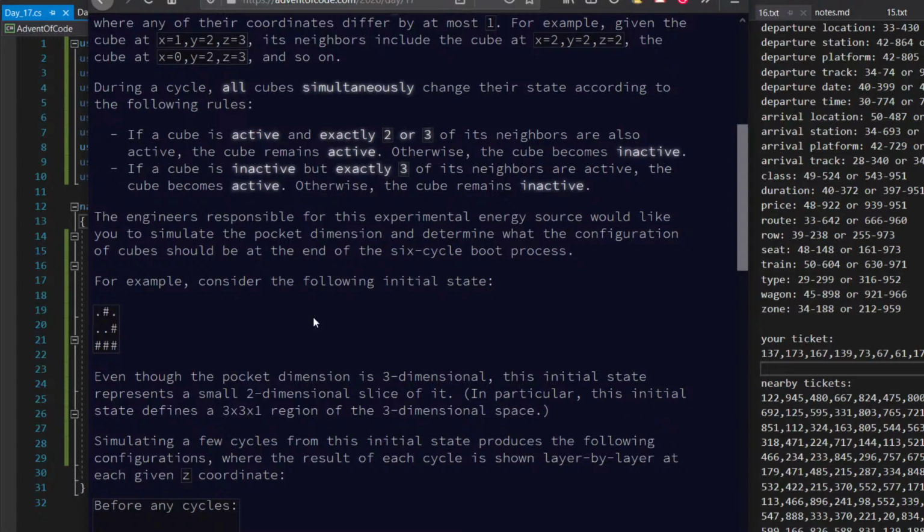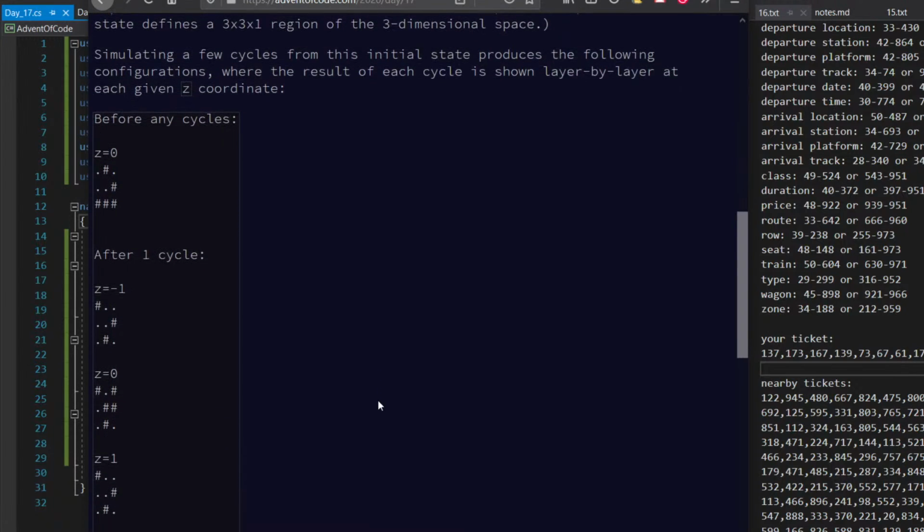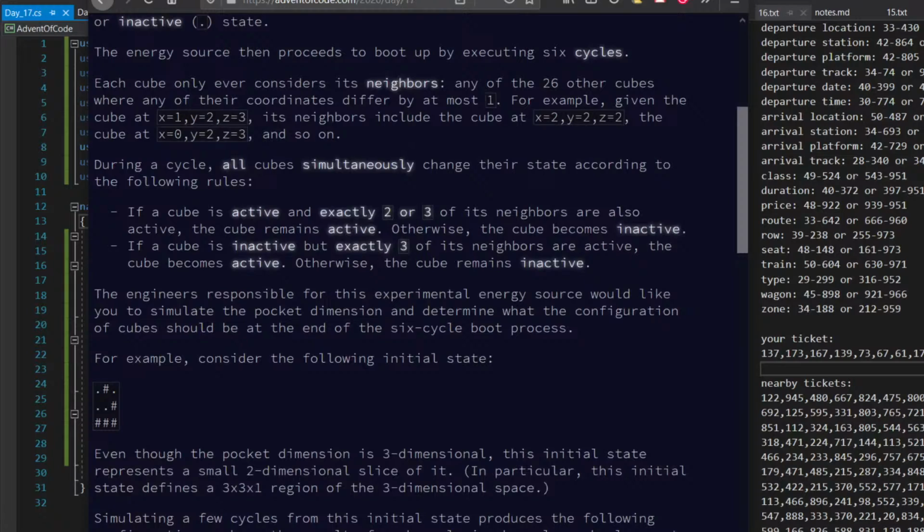Alright, the engineers, even though the pocket dimension is 3-dimensional, its initial state represents a small 2-dimensional slice of it. Okay. Simulating a few cycles from the initial state produces the following configuration, where the results of each cycle are shown layer by layer at each given coordinate z. Okay, so if the cube is active and exactly 2 or 3 of its neighbors are also active, the cube remains active, otherwise it becomes inactive.